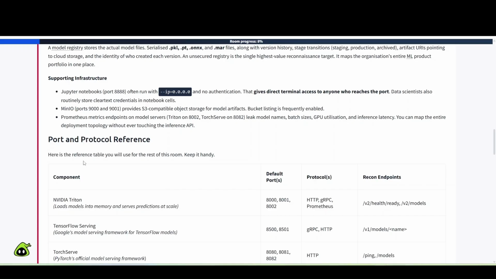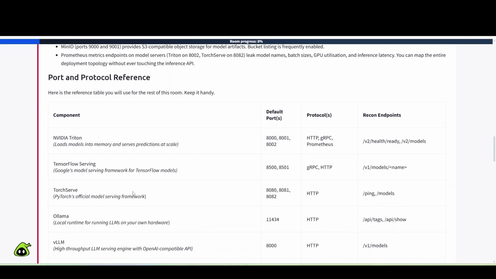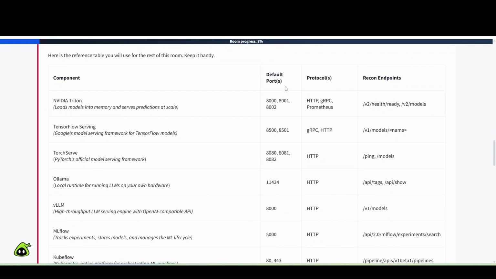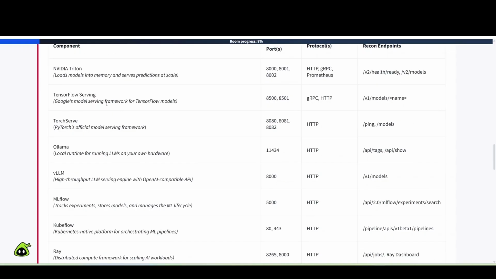Port and protocol reference. Here's the reference table you will use for the rest of this room. Keep it handy. So we have component, default ports, protocols, and recon endpoints. NVIDIA Triton loads models into memory and serves predictions at scale. So the ports 8000, 8001, 8002: HTTP, gRPC, Prometheus, v2 health ready, v2 models. TensorFlow Serving, Google's model serving framework for TensorFlow models: 8500, 8501, gRPC, HTTP, v1 models. TorchServe.